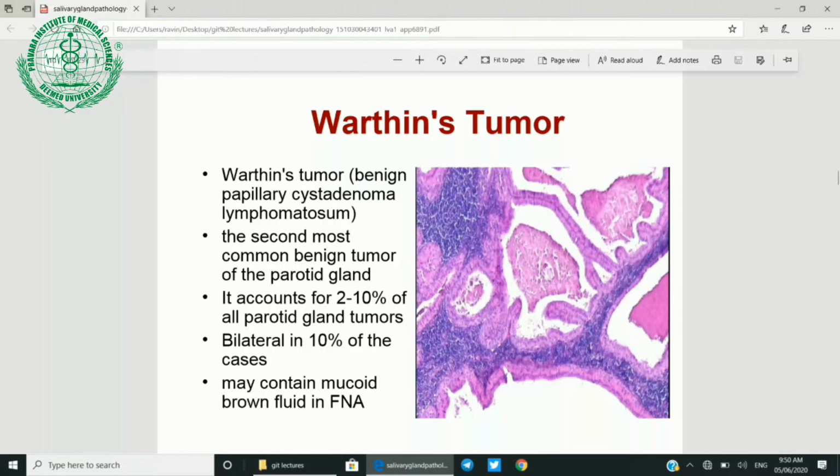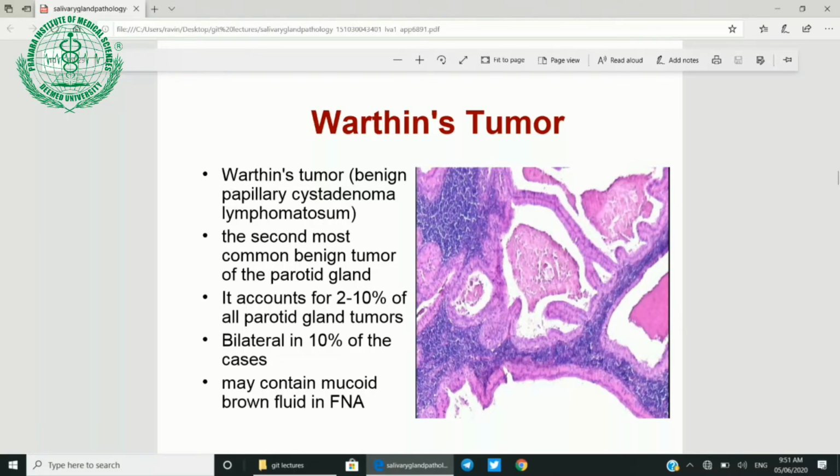So first, it is a benign tumor. Second, it is papillary in nature. Cyst, it has various cystic spaces, and there is a stroma composed mainly of lymphoid tissue. So it is called papillary cystadenoma lymphomatosum or Warthin's tumor. Now this tumor is the second most common benign tumor of the parotid gland after pleomorphic adenoma. It accounts for almost 2 to 10% of all parotid gland tumors.